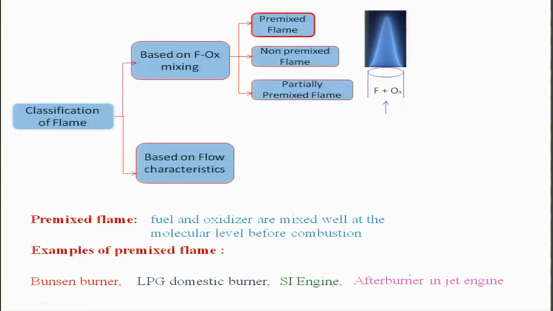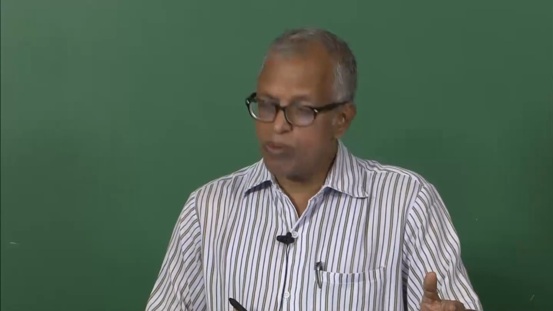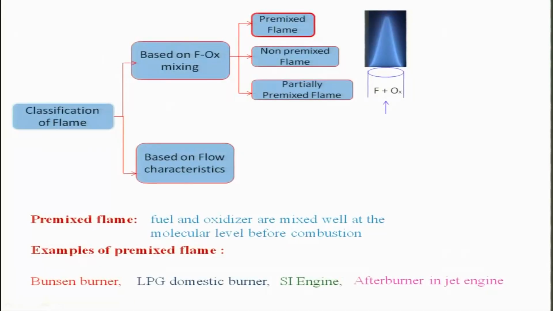But in the case of an SI engine, what do we use? Gasoline. Will gasoline be in liquid form or gaseous form? It will be in liquid form to start with. After that, it is evaporated and mixed properly before it is fed into the cylinder of the engine. It is then in gaseous form. Therefore, it is a gaseous mixing. And the LPG domestic burner uses gaseous fuel, and these are premixed.